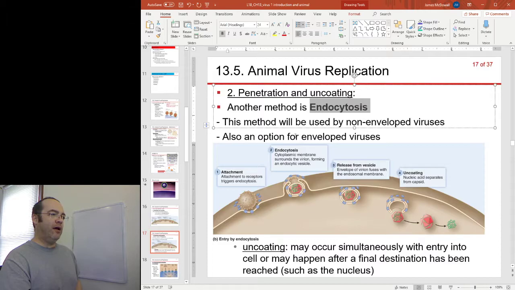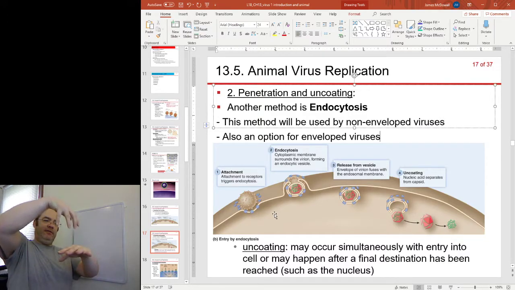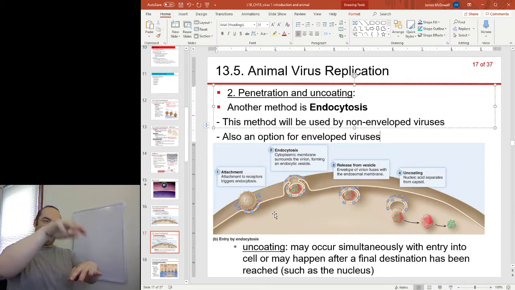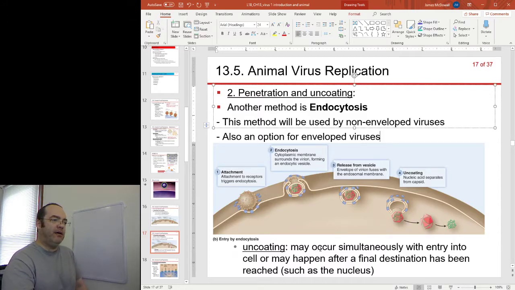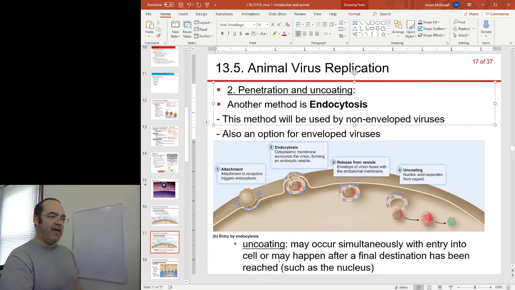This is how non-envelope viruses rely upon a cell getting them in. Our non-envelope viruses stick, their spikes attached directly to the capsid, stick to receptors, and then they are engulfed by the cell and taken inside. Uncoating of the virus happens inside the cell. It may happen in different locations based upon where the virus wants to go.